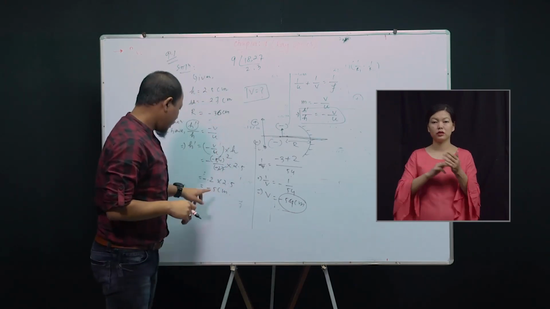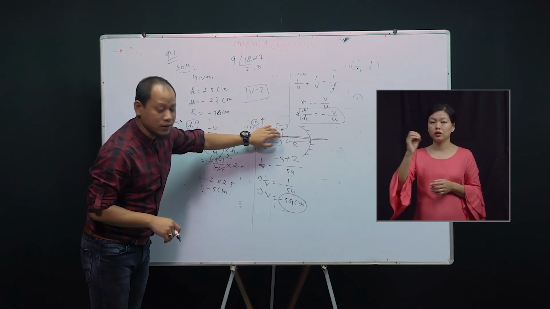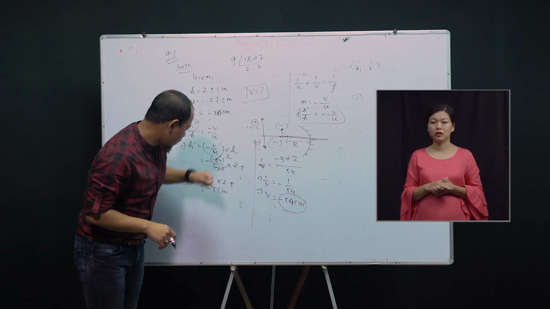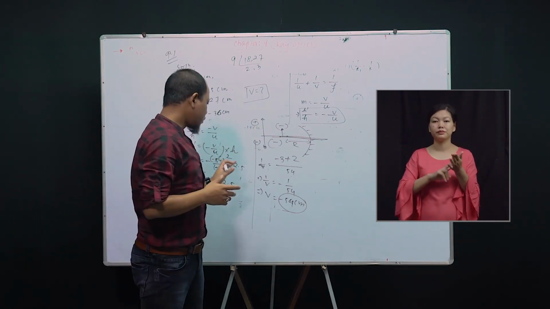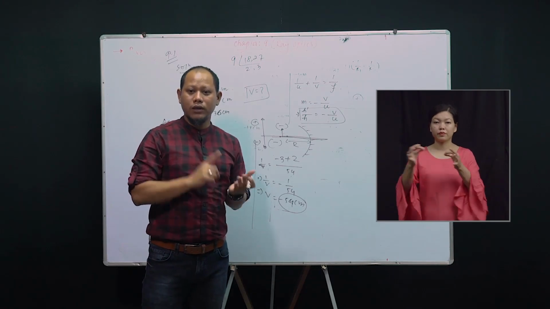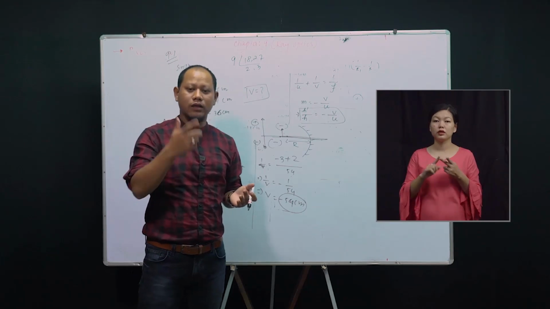Since v is negative, the image is real. And again this is minus, so compared to the object orientation, this is upside down, so it is inverted. So the image will form at a distance of 54 centimeter from the mirror, and it is going to be real as well as inverted.